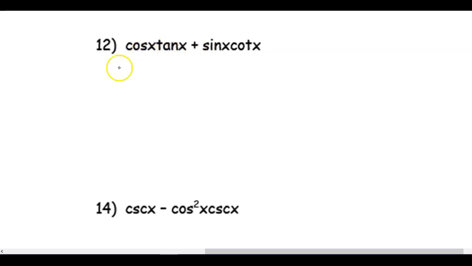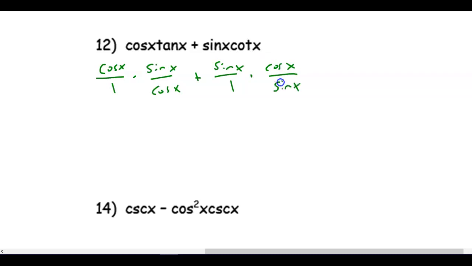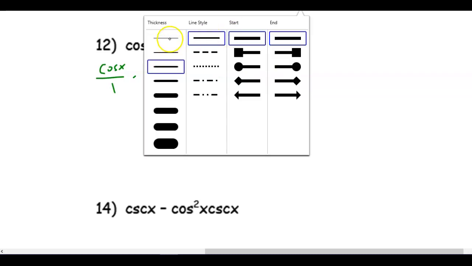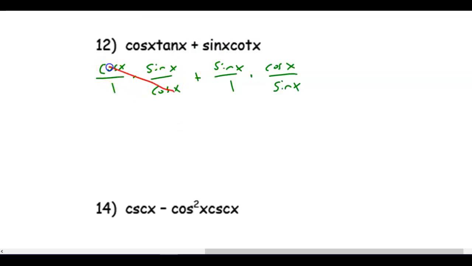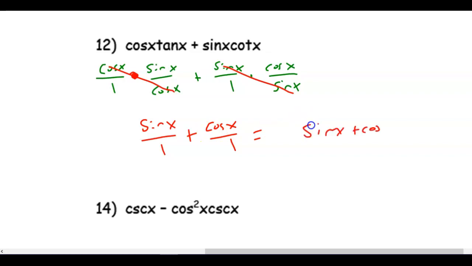So this is cosine x over 1 times tangent, which is sine x over cosine x, plus sine x over 1 times cosine x over sine of x. Now I converted everything because I can cancel out some stuff, like that's multiplication right here. So I can cancel out the cosine. I'm left with sine x over 1. Over here, the sines cancel, so I'm left with cosine x over 1. Alright, so this is just sine x plus cosine of x.